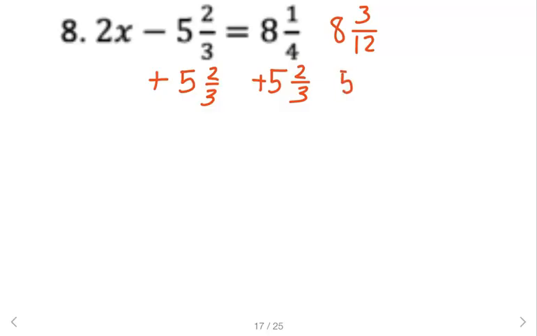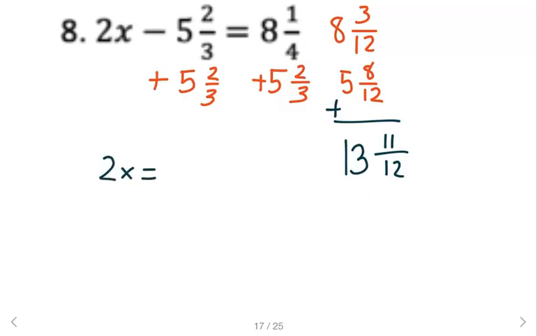And then this next part, 3 times 4 is 12. So we can multiply the top by 4 and get 8. And so now that these have common denominators, we can add the numerators to get our answer. So 8 plus 5 is 13. 3 plus 8 gives us 11, and those are twelfths, 11/12. All right, so we have 2x equal to 13 and 11/12. To get rid of multiplying by 2, we divide both sides by 2.